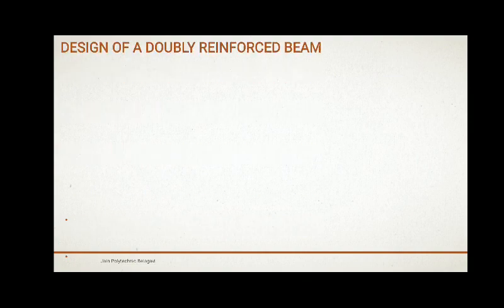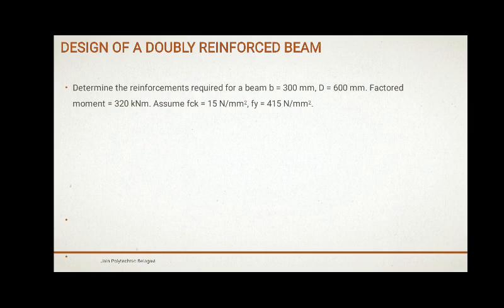Design of doubly reinforced beam. So here there is a problem given. Determine the reinforcements required for a beam with b equal to 300 mm, D equal to 600 mm, factored moment equal to 320 kilonewton meter. Assume fck and fy as 15 and 415. So in this problem, breadth is given, overall depth is given and factored moment is given.